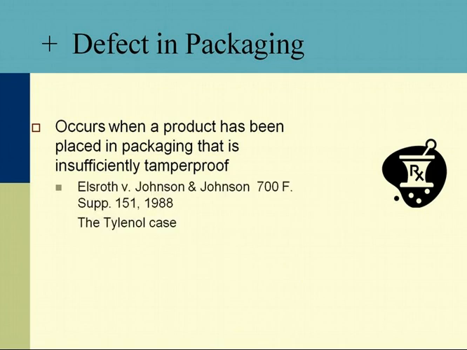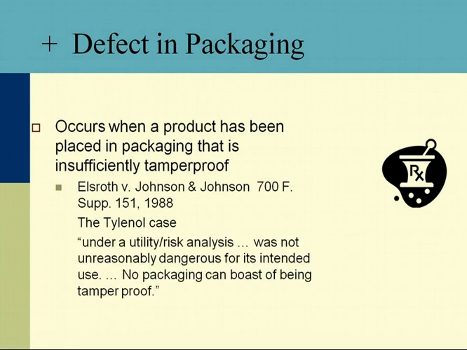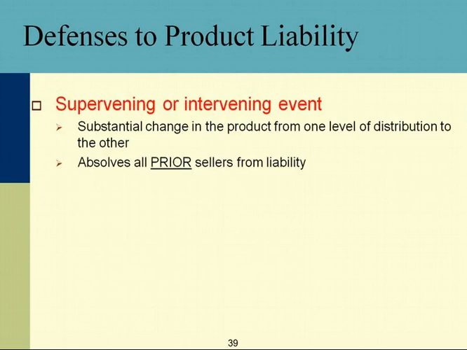A defect in packaging occurs when the packaging allows it to be tampered with. The Ellsworth v. Johnson & Johnson case, the Tylenol case, where somebody deliberately went in and poisoned the Tylenol. In the first case, Johnson & Johnson was liable. In the second case that came up, the court found that they had done everything they could to protect the packaging, and so they were not held liable the second time.